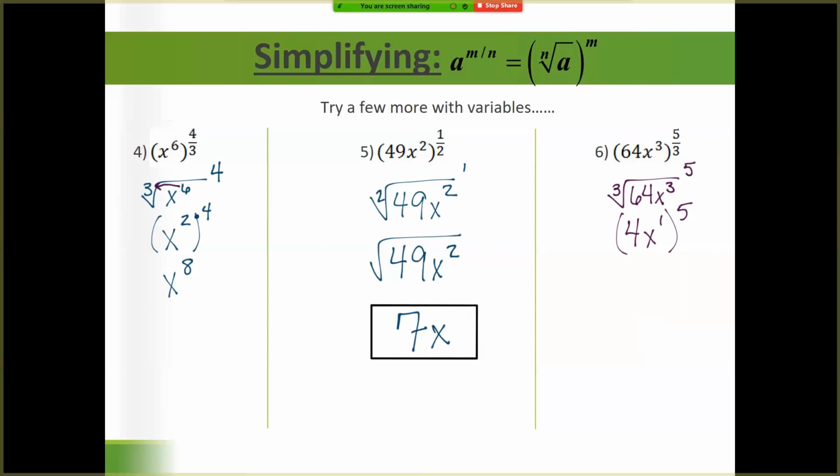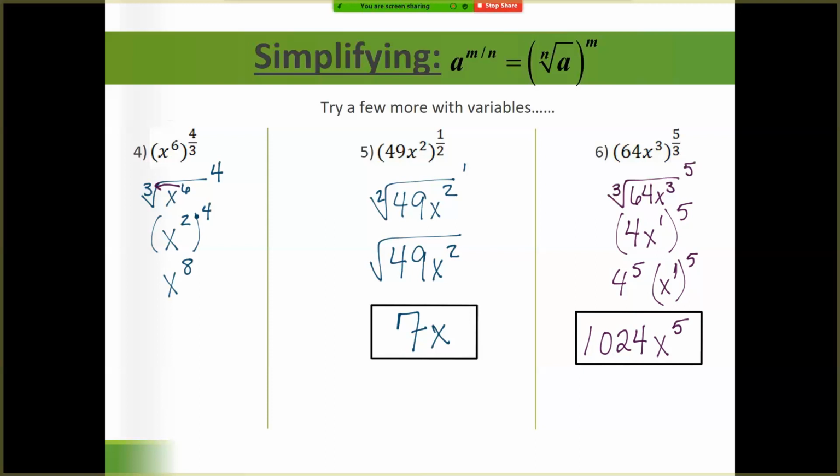The tricky thing here is both terms are being raised to the fifth power, so I need to take 4 to the fifth power and x to the first to the fifth power. Well, 4 to the fifth power in your calculator, 4, caret key 5, gives you 1,024. And then I have x to the first to the fifth. When I multiply those together, it just gives me x to the fifth. So final answer, 1,024x to the fifth. It's not uncommon for you to end up with large numbers in your answers.